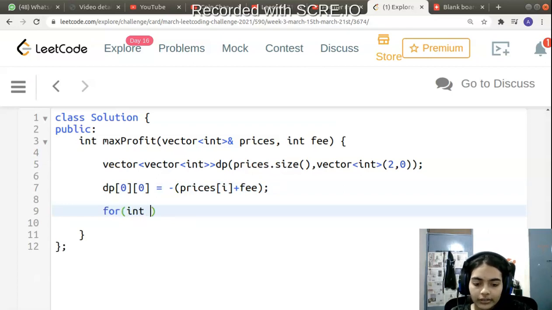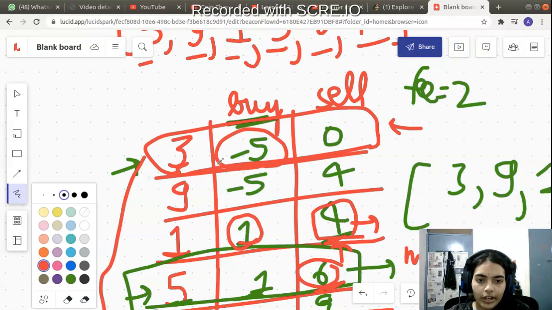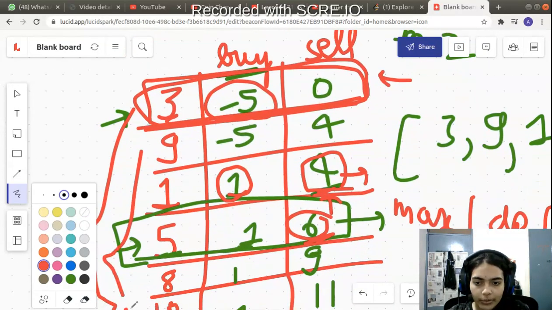Now I go forward, for int i equal to 1, because for 0 0 and 0 1 you have already filled those data entries, that particular row. So you will start filling from the remaining rows.